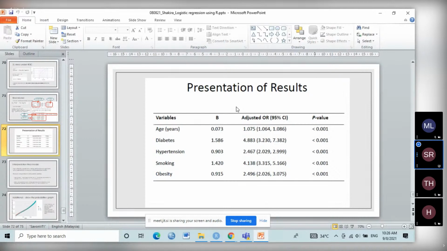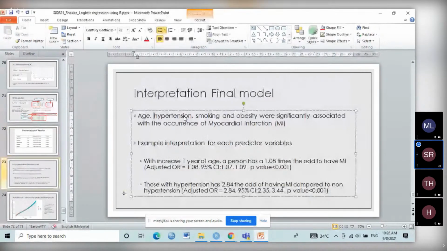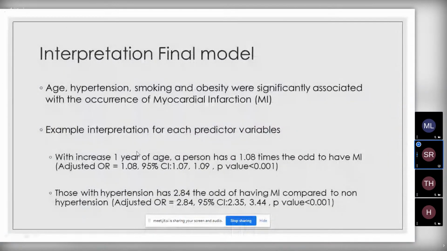Okay. And then kita boleh interpret satu-satu lah for each independent variable. Contohnya untuk age, with increase 1 year of age, a person has 1.05 times the odds to have MI after adjusted with other variable. Yang kita boleh support dengan kita punya CI and p-value. Kalau untuk categorical punya variable, kita boleh interpret those with hypertension contohnya has 2.84 times odds of having MI compared to non-hypertension. Supported with this CI and p-value.